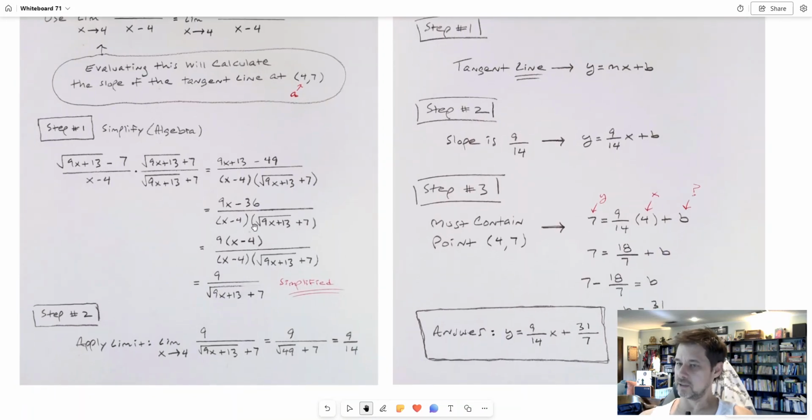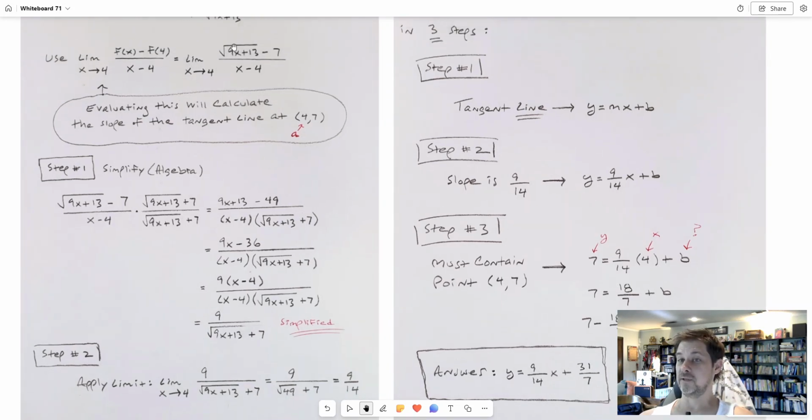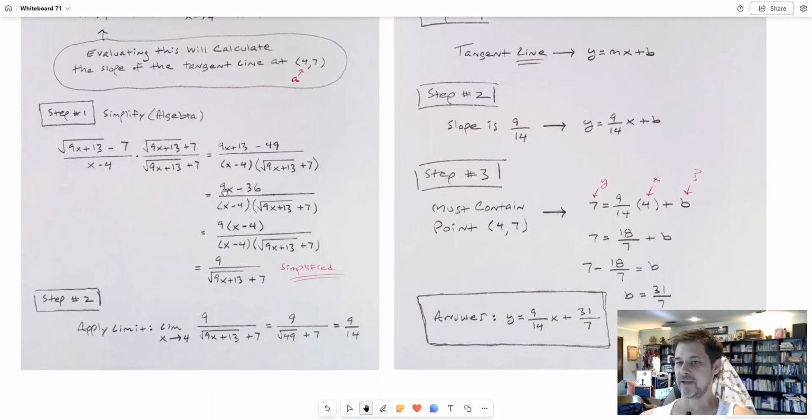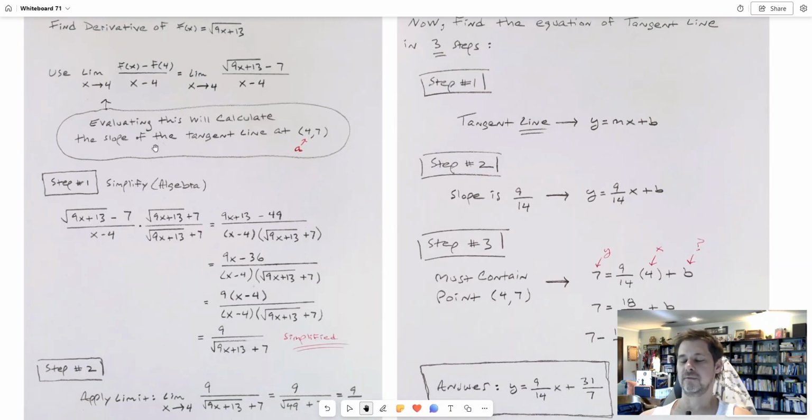And I need to reduce this all the way that I can, or at least to the point where the 4 does not cause me 0 over 0. So I'll need to continue factoring this. I factor out the 9. That's how I get the x minus 4 duplicate, which those cancel, okay? And I get a 9 over root x plus 13 plus 7. Okay, so at that point it's simplified as much as I need to. I can then apply the limit to it, which works out easily as 9 over 14. Okay? All right, so that number then is the slope of the curve, or the tangent line, however you want to say it, at the point I was given.